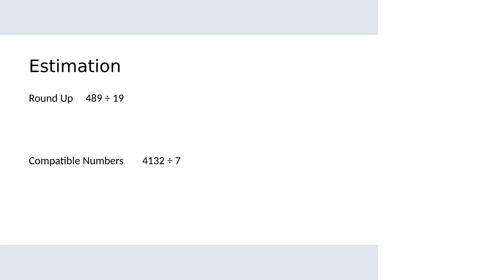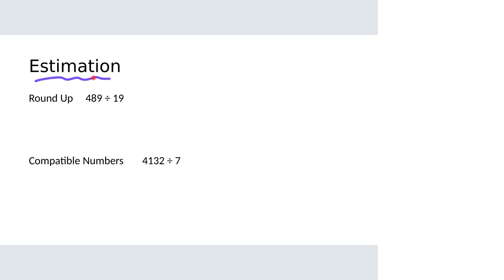Estimation with division. There's a couple of different techniques. One of those is rounding up, turn it into something that's easier to deal with. Again, remember, we're estimating. I know all of us really like a single right answer. With an estimate, we're just looking for a ballpark. I just want this to be something I could do in my head.